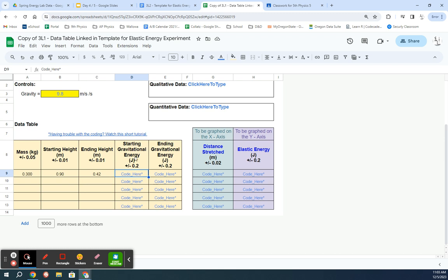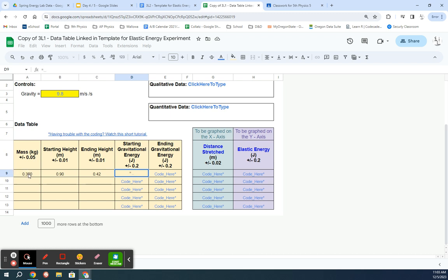Now, starting gravitational energy, we know from the other day that the equation is mgh, or mass times gravity times the height, or in this case, the initial position. So to code this, up here is where we're going to put the code, right? So we click there, click up to the top, and we're going to put in equals. That's how you always start a coding.